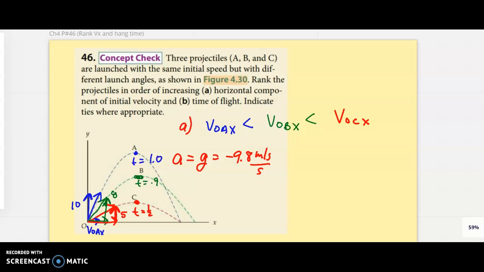Now, it says time of flight. The whole time of flight is double what all those are. Regardless, the time of flight for C is the smallest, then B, then A.